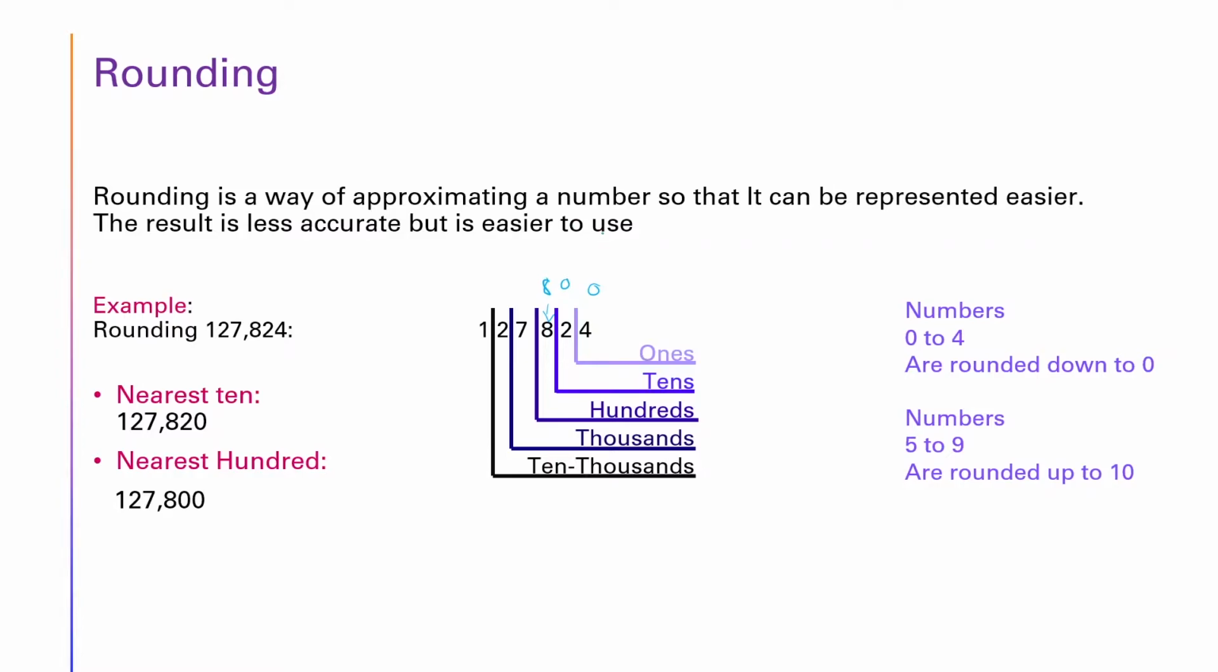127,800. Now, if we were rounding to the thousands place, the number 7 is a number we would be changing, as 7 is in the thousands place. Now, the number to the right of 7 is an 8, and we know that numbers 5 to 9 are rounded up to 10. So our answer would be 8,000. So our final answer is 128,000. Now, isn't that so much easier to work with than 127,824?